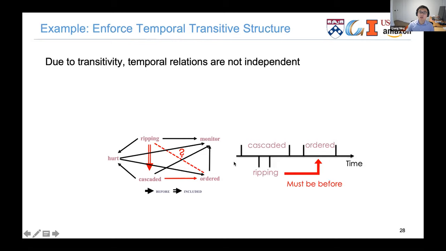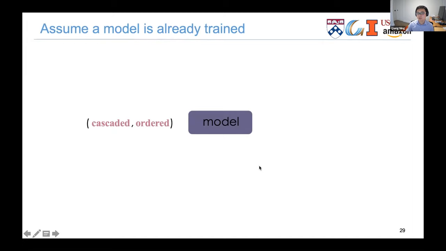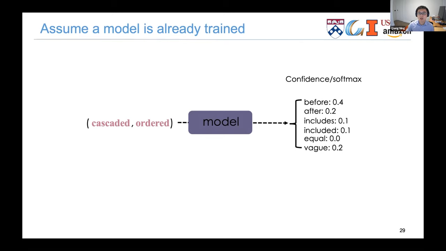One way to take this constraint into account is called global inference, which means that when we do inference, we want to respect those transitive constraints. That is, assuming that we have a model and the model is already trained, then for a pair of events, the model will produce the confidence or softmax score for each label. Based on these confidence scores, we solve for the final temporal graph.